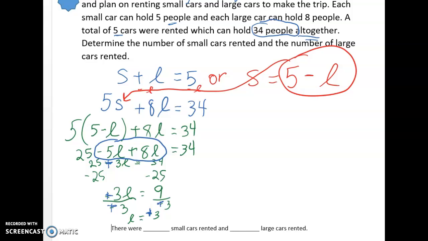Okay, so now that we have L, we have to find S. We know that there are 3 large cars needed to rent. What about the small cars? Now that I have a value for my large cars, I can come back up into my simple equation and find my small cars. So I can rewrite S equals 5, take away, instead of L, put 3. So S equals 2. That means that there are 2 small cars needed. And I can go back and plug that into any of those scenarios to help that make sense.